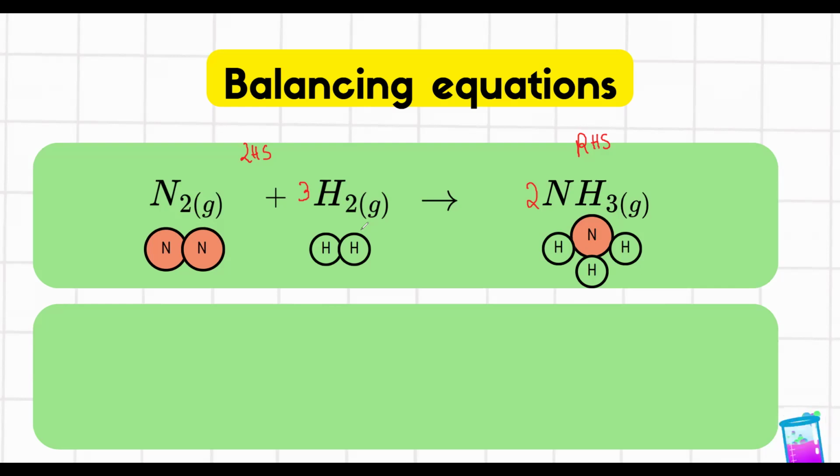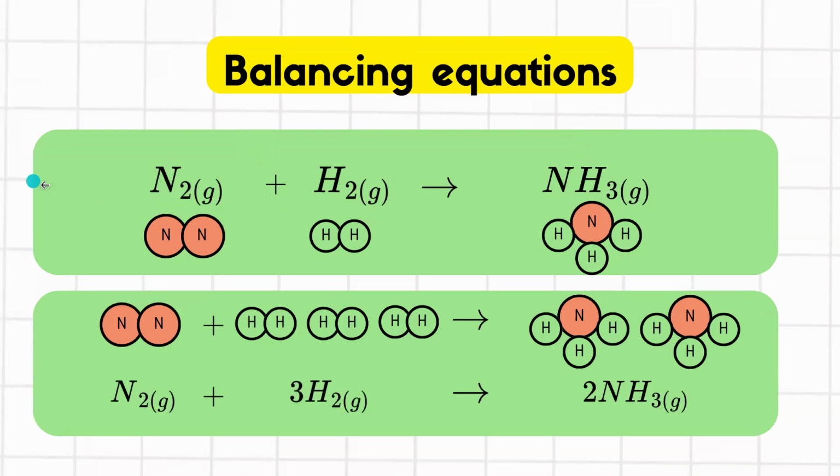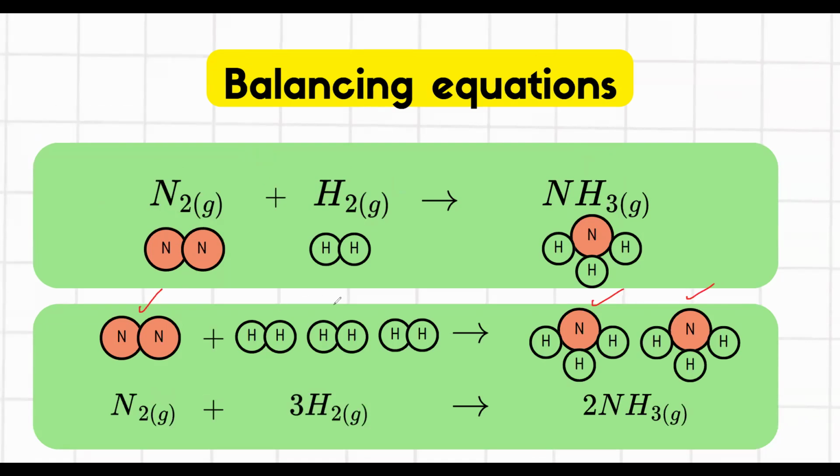As we balanced it, there will be 2 nitrogen atoms on both sides and 6 hydrogen atoms on both sides. Let's check it. And yes, we are correct. There are 2 nitrogen atoms on the left hand side, 2 on the right hand side, then 6 hydrogen atoms on the left hand side, and 6 hydrogen atoms on the right hand side.